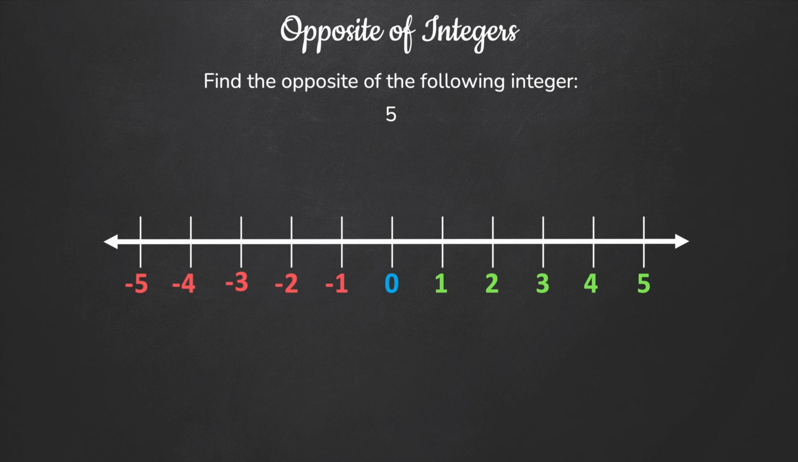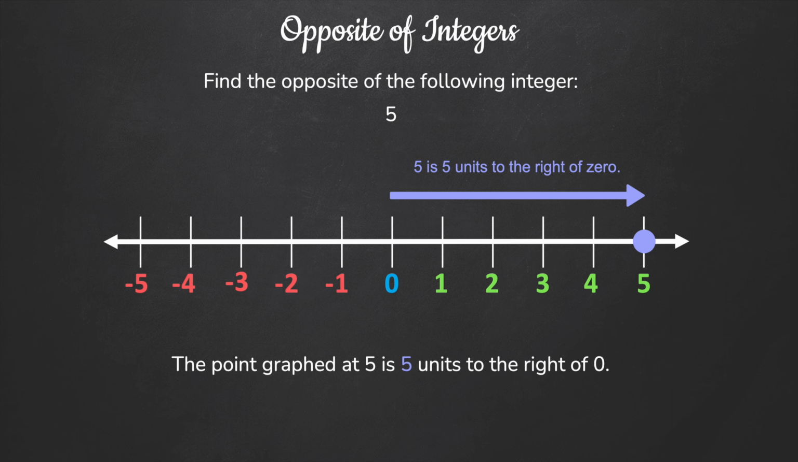Here we have another example that says, find the opposite of the following integer, which is 5. So here we have 5, and it's to the right of our number line because that is where our positive integers are. And the point graphed at 5 is 5 units to the right of 0.